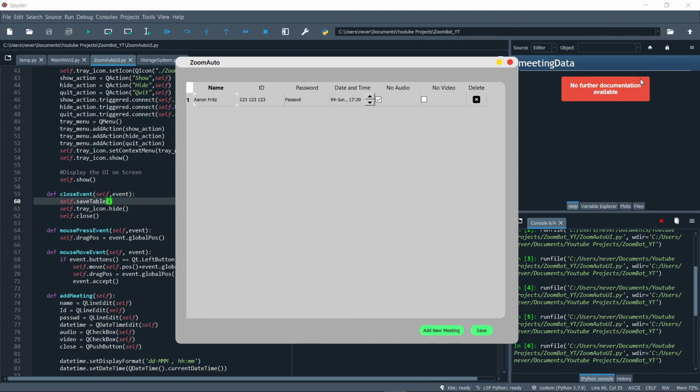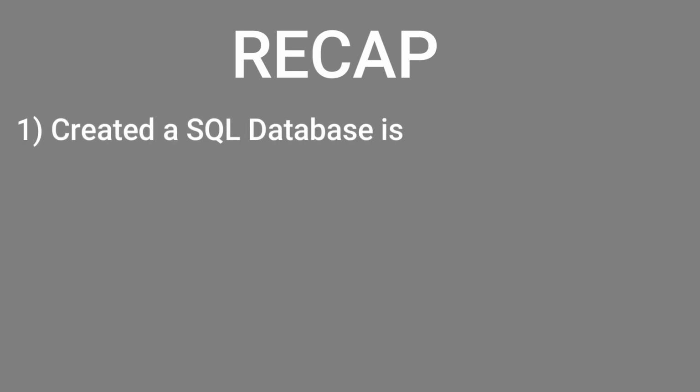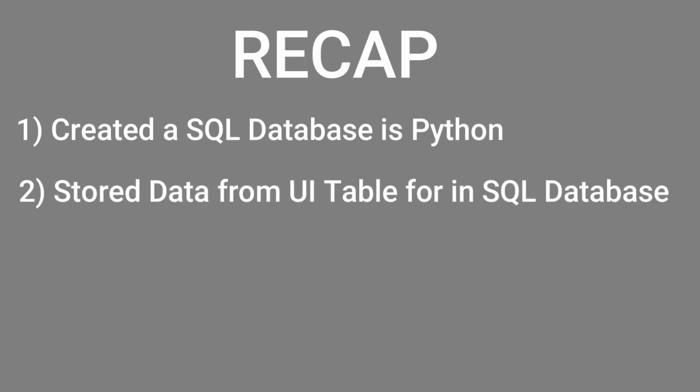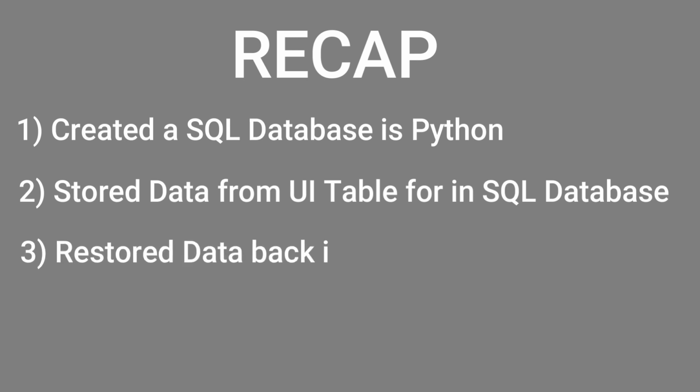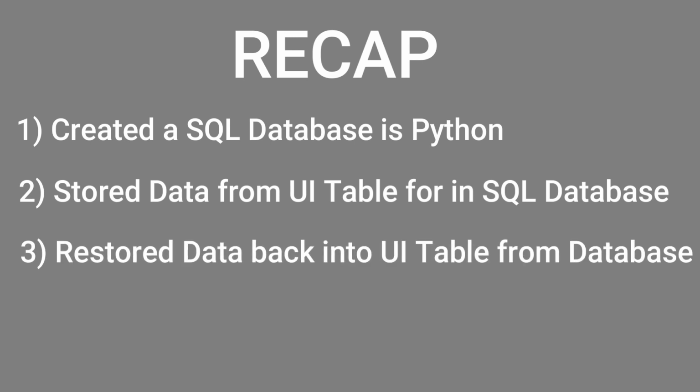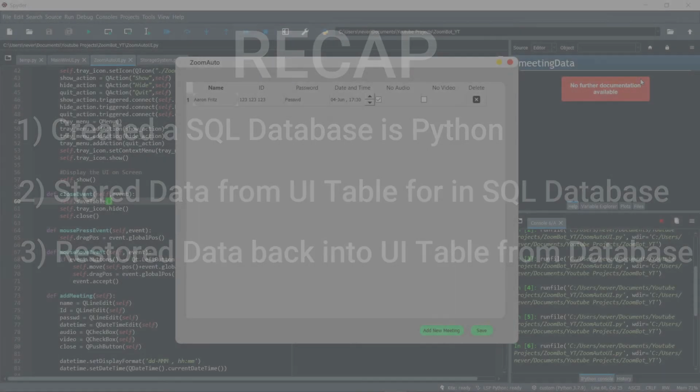Well, this brings us to the end of the video, and in this video what we did, to recap, is: 1, we created a SQL database in Python. 2, we stored the data of the meetings in the SQL database for permanent storage. And 3, we found a way to restore the data from the SQL database back into our UI table the same way it was before quitting the application.